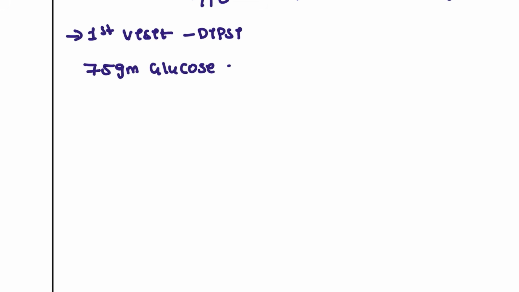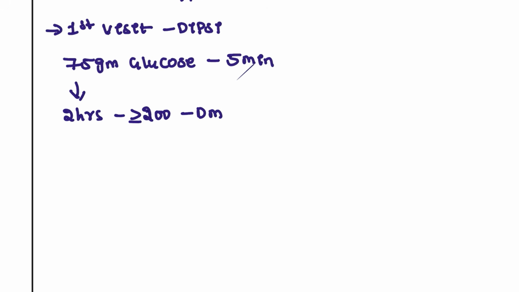And for diabetes mellitus in pregnancy, how are we going to follow this criteria? On the first visit, when the patient presents, you have to do the DIPSI guidelines. What are the DIPSI guidelines? 75 grams of glucose has to be given to the patient within 5 minutes, followed by checking the glucose level at 2 hours, and if it is more than 200, then it is considered diabetes mellitus, right? So this is how we are going to proceed for the patient.